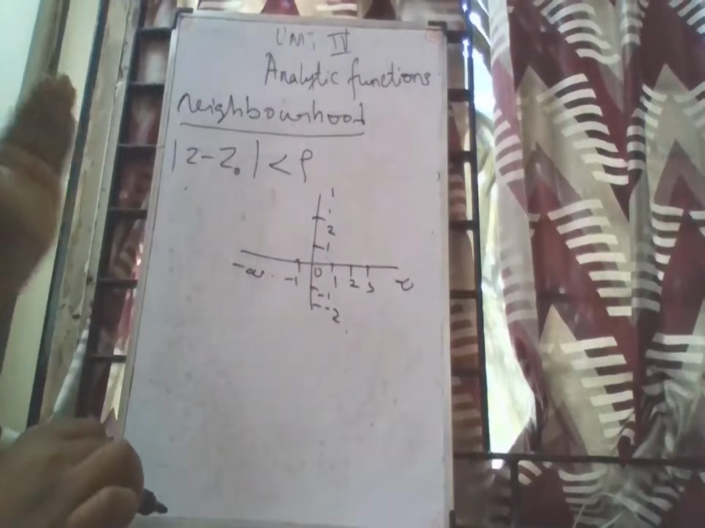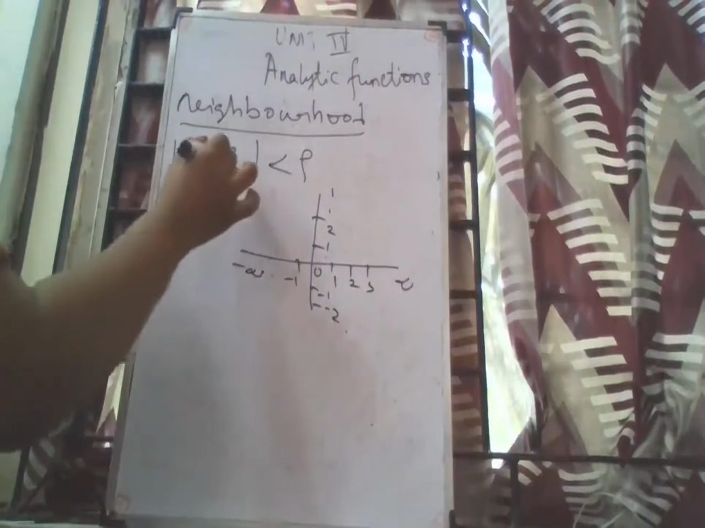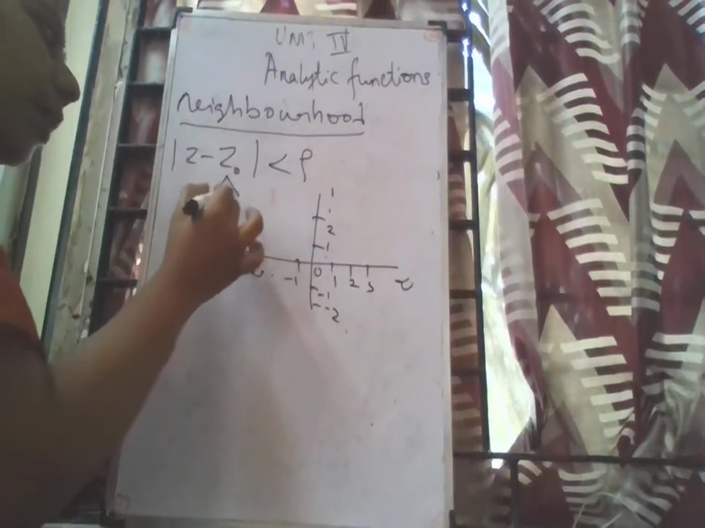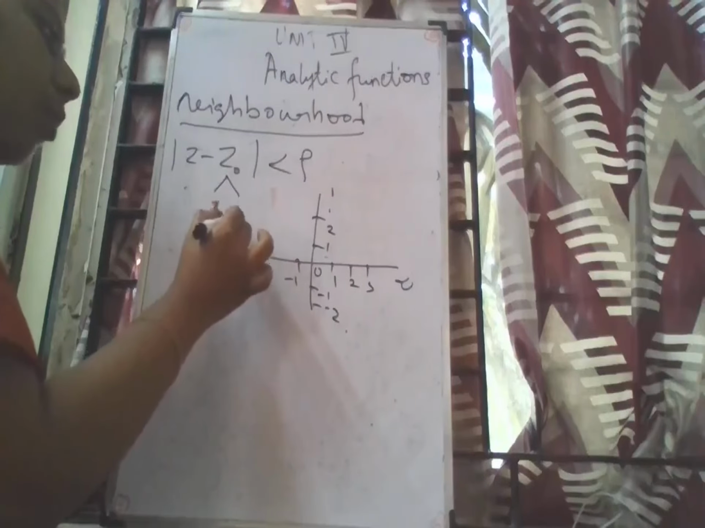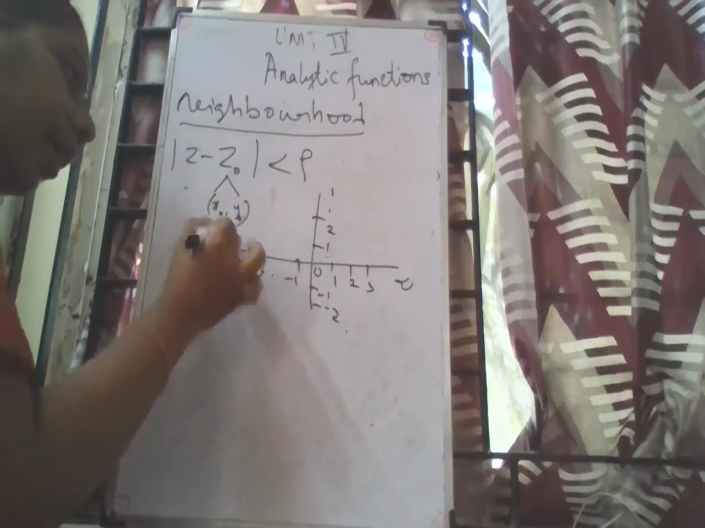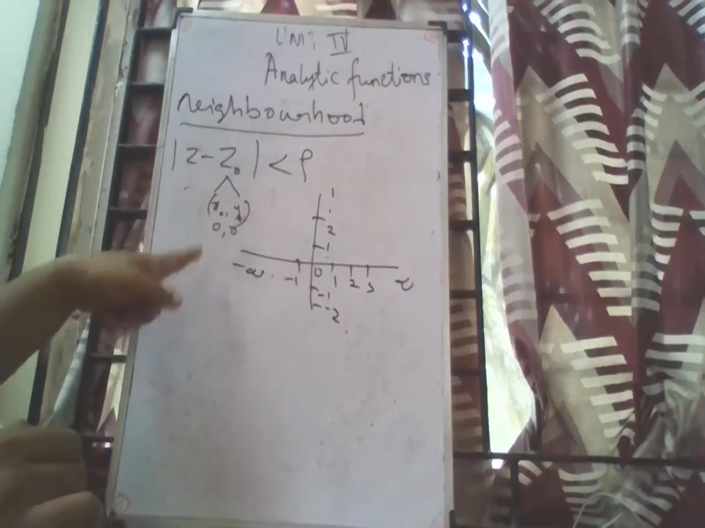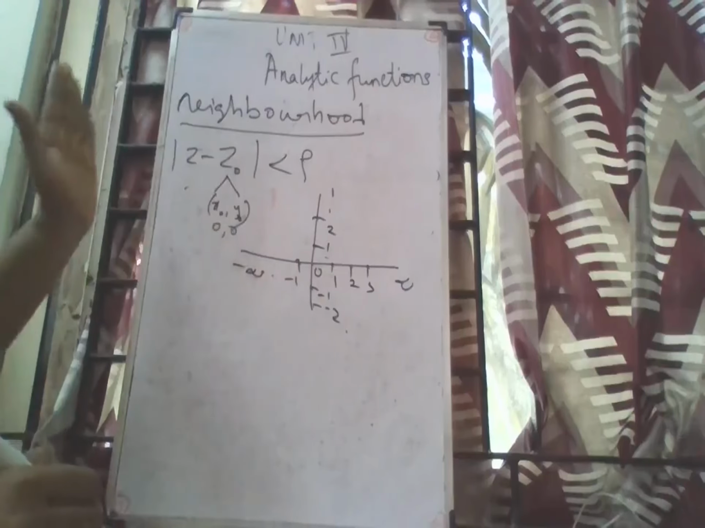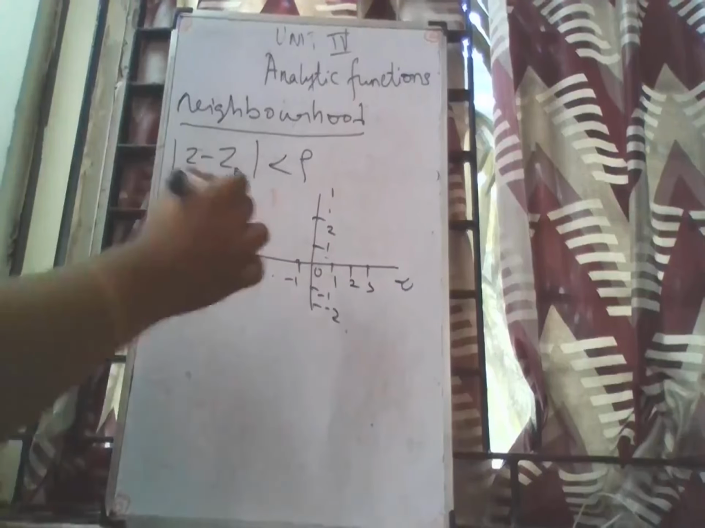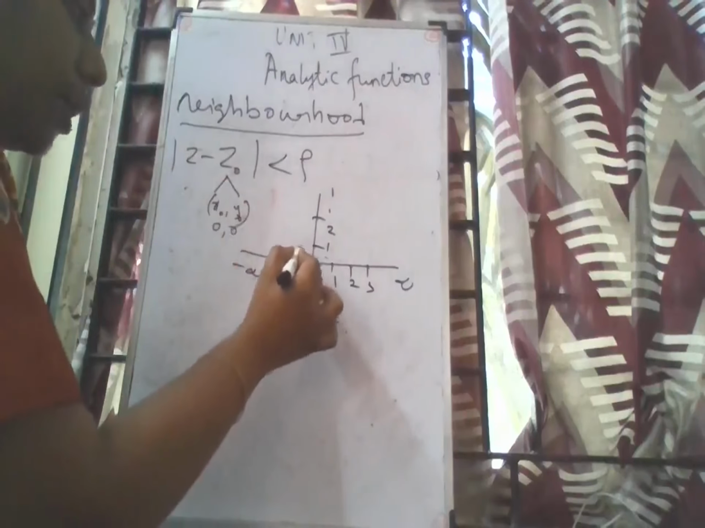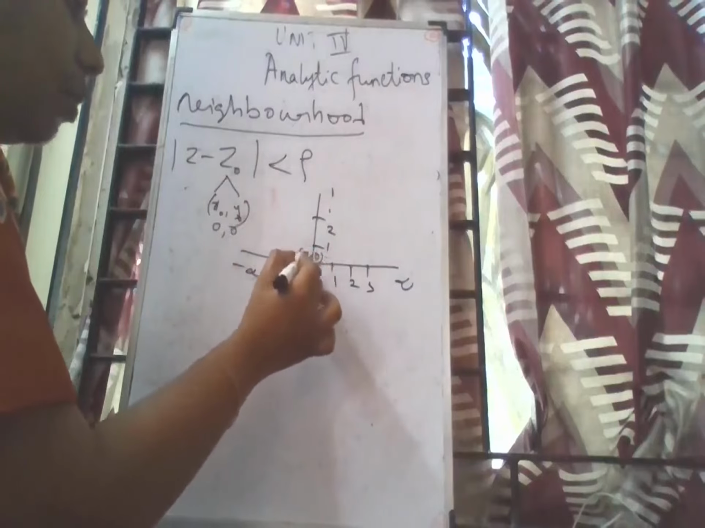So what do you mean by neighborhood? Say for example, I'll take z0 as (x0, y0), or we will take this as (0, 0). So z0 is (x0, y0), which is nothing but (0, 0). Modulus of z minus z0, which means this is nothing but (0, 0).